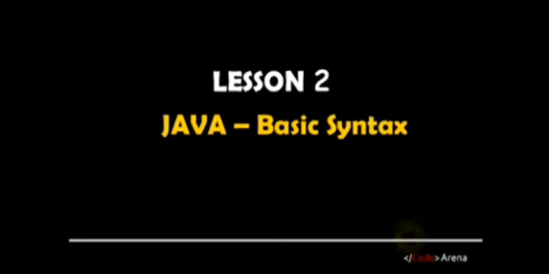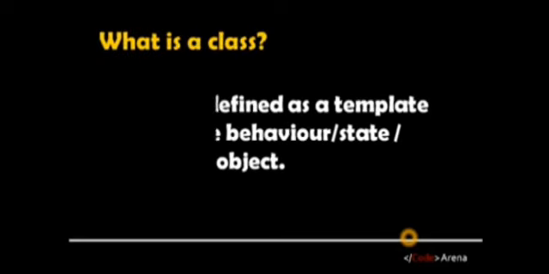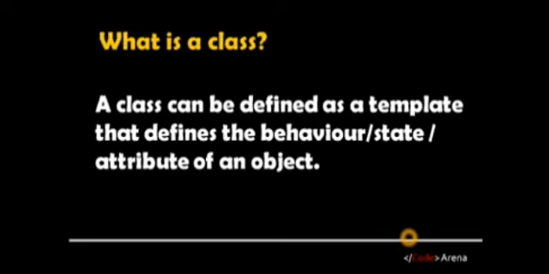is. And when we say a class, what is a class? A class can be defined as a template that defines the behavior or states or attributes of an object. When I say a template, I'm talking about an environment that tells you the behavior of an object. Now that's a class.